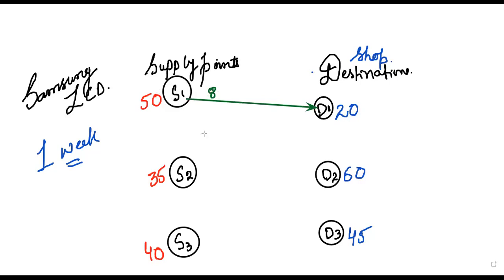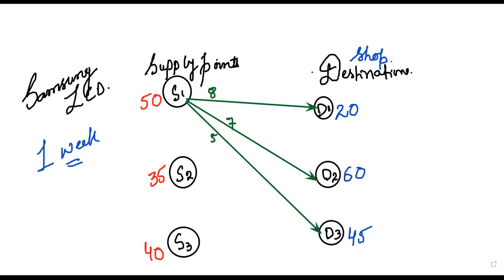Similarly, if he is transporting the same product from supply 1 to destination 2, it is not necessary that the same cost will be involved. Suppose the cost involved in this process is rupees 7 per unit, in transporting 1 unit of this LCD from supply 1 to destination 2. Similarly, supply 1 can also give the product to destination 3, and let me suppose that the cost involved here is rupees 5 per unit. These are the costs involved.